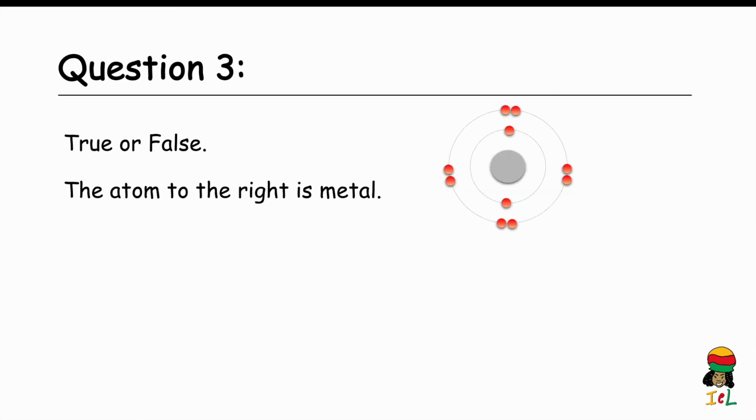Question 3. True or false? The atom to the right is a metal. The answer is false. Remember, metals have only 1, 2, or 3 electrons on their outer shell. This atom has 8 electrons on its outer shell. Therefore, having greater than 3 electrons on the outer shell, it is classified as a nonmetal.